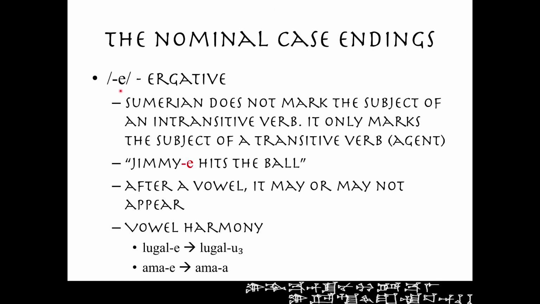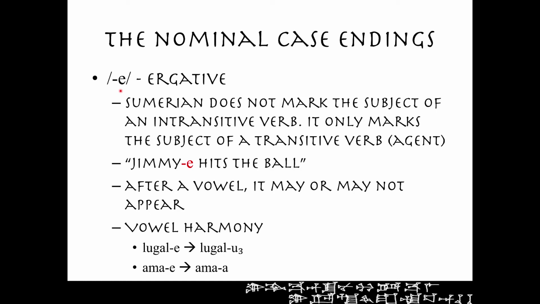The ergative is a special case, something that we as English speakers might not be familiar with. Sumerian does not mark the subject of an intransitive verb. So if you remember from a couple of lessons ago, an intransitive verb is a verb where the subject does not act on anything. It doesn't require a direct object. So John walks. He's not walking something in that sentence. He's just walking. Fred swims. That's an intransitive verb. There's no object there that he's acting upon.